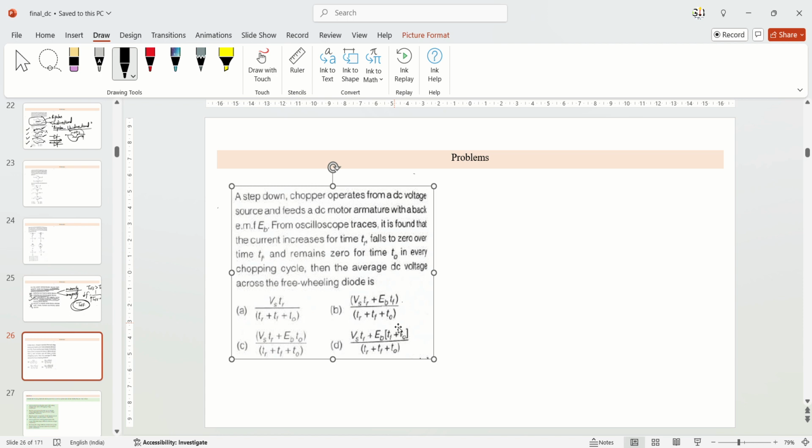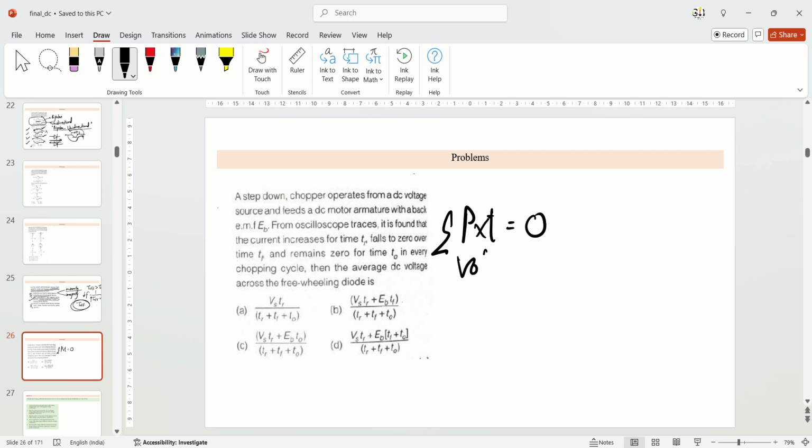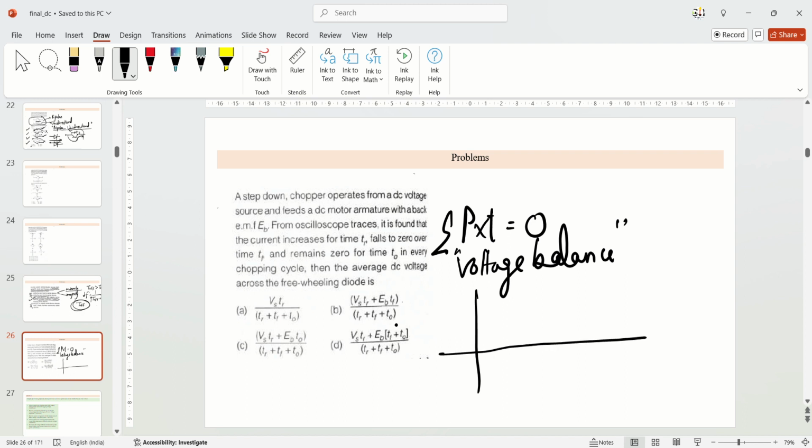Okay, let me give the solution for this question. I have already told you in the previous slide, you have to use the law of conservation of energy here, that is, the summation of P multiplied by T is always equal to 0. Here also you have to use the voltage balance, because I am considering that the current is constant. So voltage balance is one of the criteria. The question says it is a step down chopper which operates from a DC voltage and feeds a DC motor armature with a back EMF of EB.